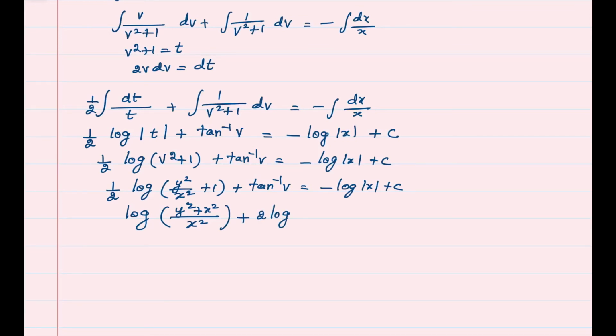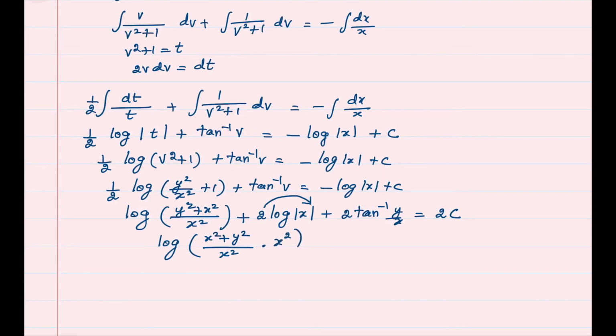We get 2 log of absolute value of x plus 2 tan inverse of v, v is y by x, equal to 2 times c. We will take this 2 as the power so that we can combine these two log terms. Log of x square plus y square divided by x square times x square, plus 2 tan inverse of y by x equal to 2c.